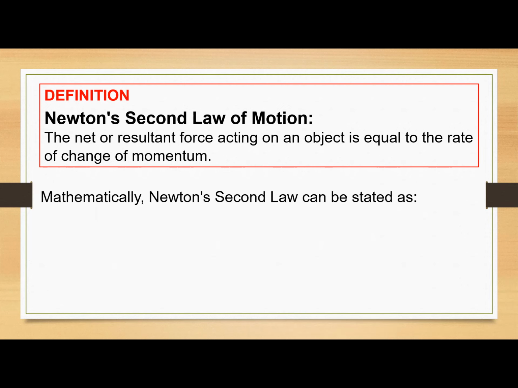Mathematically, you can write Newton's second law out. So how would you write the rate of change of momentum? We would write it like that. Rate of change means the change in time. So the net force is equal to delta p over delta t, the change in momentum divided by the change in time.